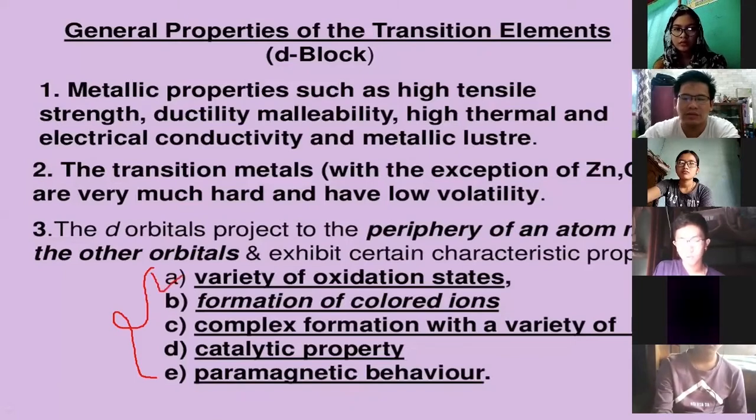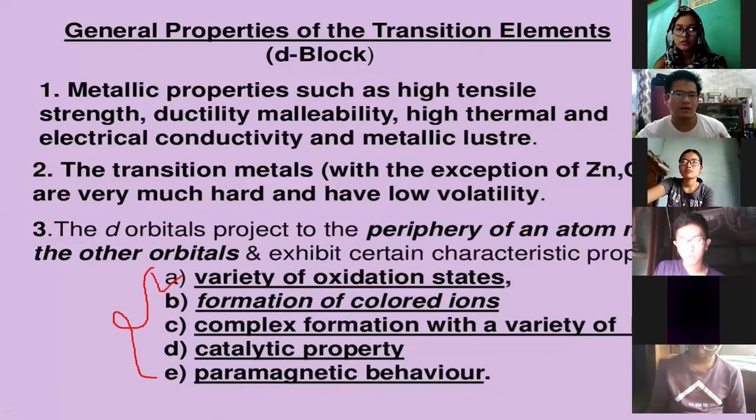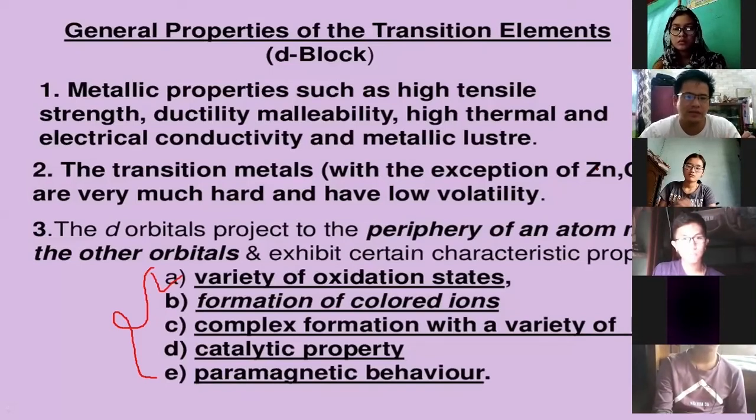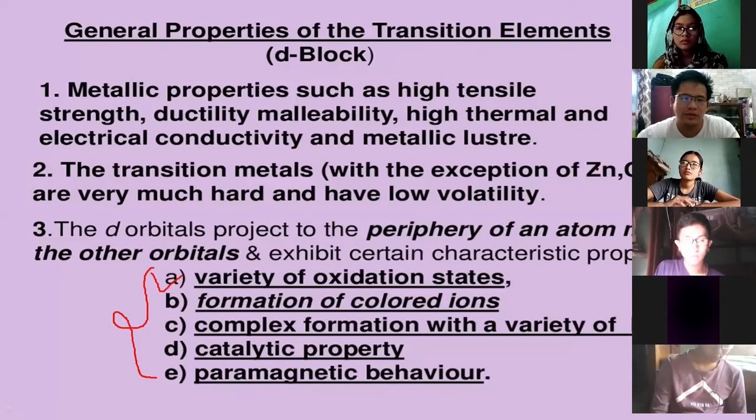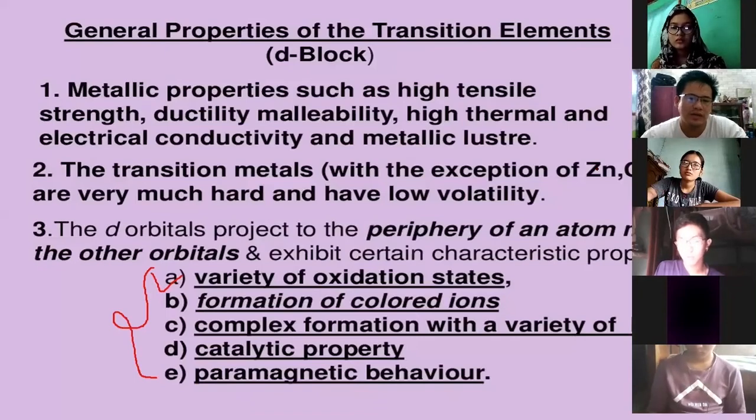Coordination compounds. Most of the central metal atoms will be from the transition elements. They will not be from the P block, they will not be from the S block, but most of them will be from the D block. And they form different types of compounds named coordination compounds.